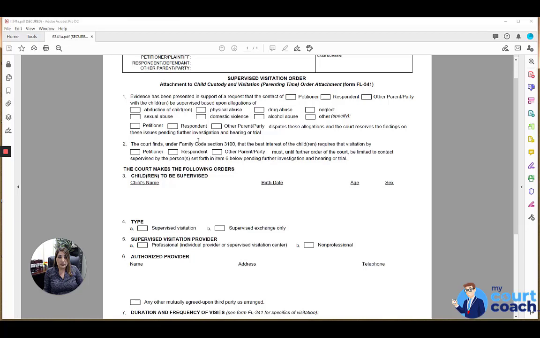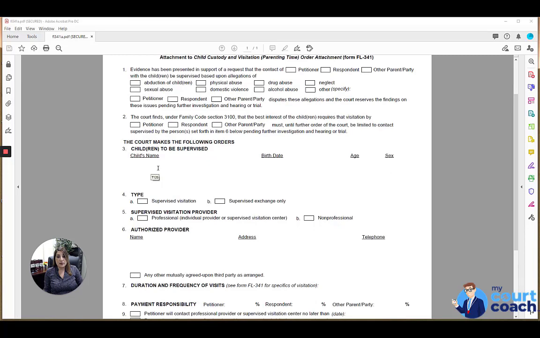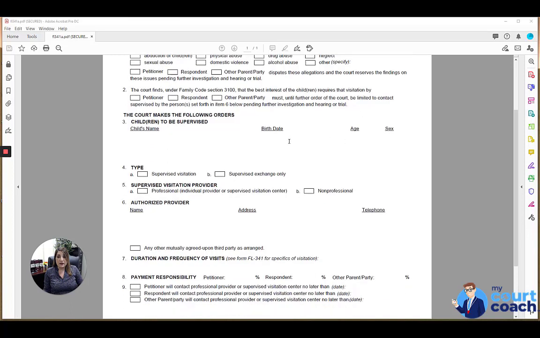If the court determines that supervised visitation is appropriate, then in field 2, you would mark the box of the party whose visitation is being supervised. In field 3, you would list the name, birth date, age, and sex of each child whose contact is being supervised with that party. Field 4, if the court makes an order that visitation is to be supervised, you would mark 4A. If it's just the exchanges, and sometimes they do that in high conflict cases where the parents clearly cannot get along, then you would mark 4B.